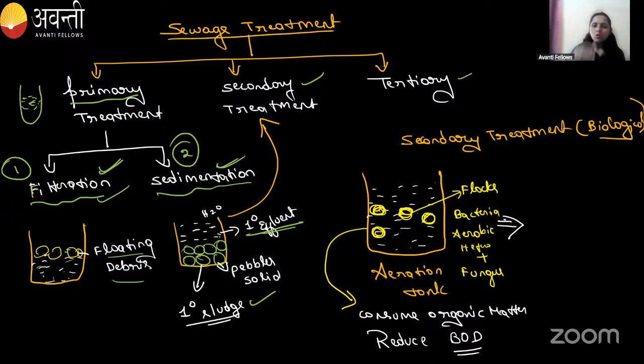Whatever settled down along with the mud and pebbles, we are going to call a primary sludge, because it is a primary treatment, right? So that's why we call it primary sludge. Whereas the water present in the right above part, we are going to call primary effluent. Do you understand now?